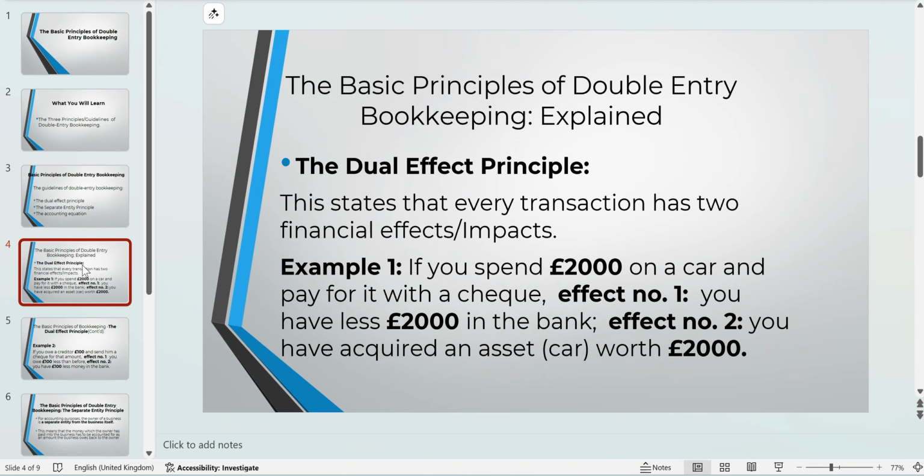First of all, the dual effect principle. This says that for every transaction there are two financial effects, two financial impacts. For example, if you spend £2,000 on a car and pay for it with a check, effect number one, you have £2,000 less in the bank. Effect number two, you have acquired an asset. You bought an asset, which is a car worth £2,000.